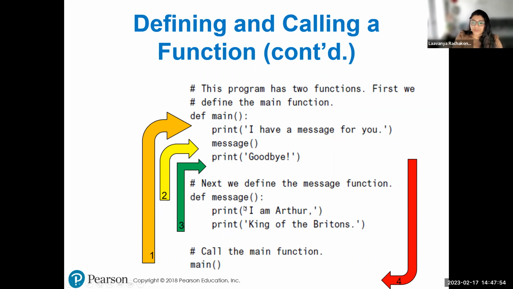So you'll see the output: I have a message for you. I am Arthur, king of the Britons. Goodbye. So that is the mainline logic or flow of this particular example.